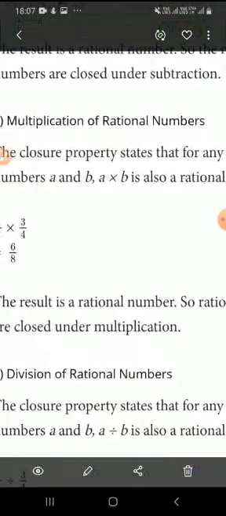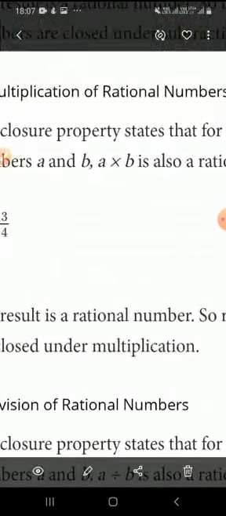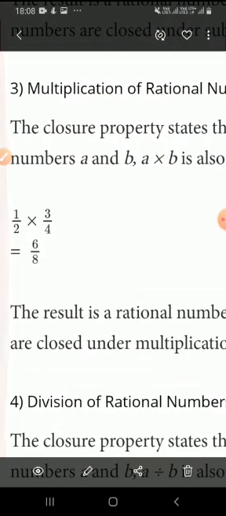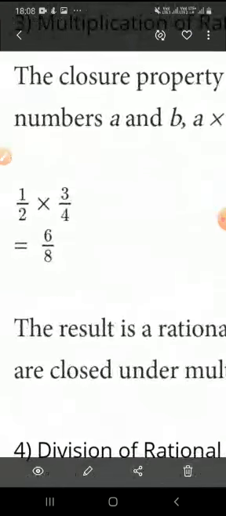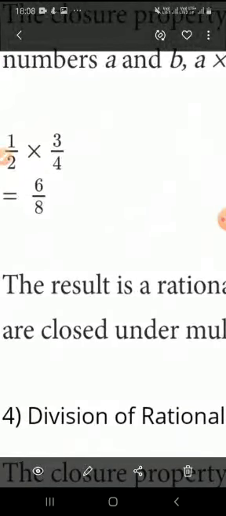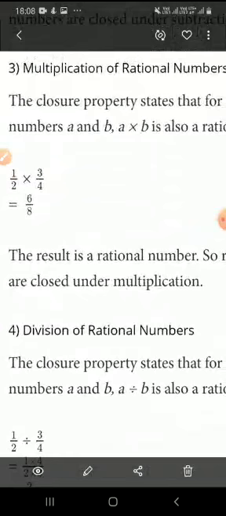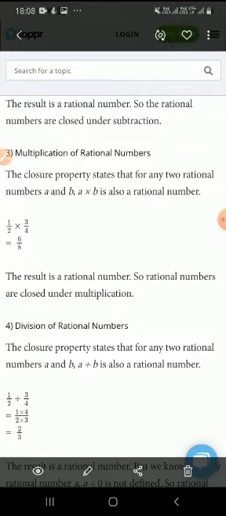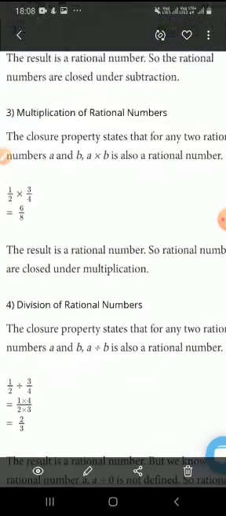Here, if a and b are two rational numbers, and we multiply them, let us see whether the answer is a rational number or not. Take another two rational numbers, 1 upon 2 and 3 upon 4. If we multiply these two rational numbers, we get the answer 6 upon 8, which can be simplified by the table of 2. 2 3 is 6, 2 4 is 8. So it will become 3 upon 4, which is a rational number. So when we multiply two rational numbers, the answer is also a rational number. So we can say rational numbers are closed under multiplication.